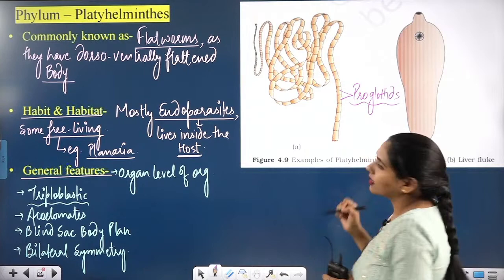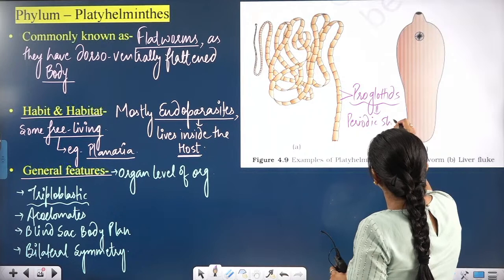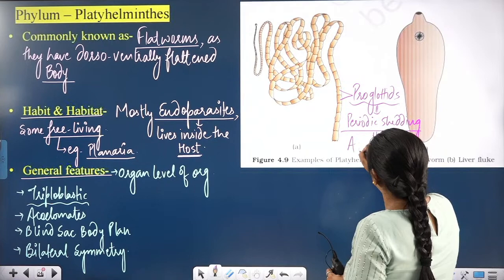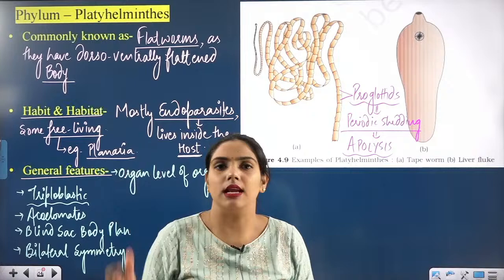And there will be a periodic shedding of these proglottids. That periodic shedding is known as apolysis. Apolysis. Alright. So basically pseudometamerism is seen where? In which phylum? In phylum Platyhelminthes, we can see pseudometamerism.